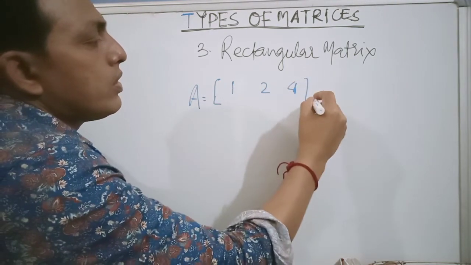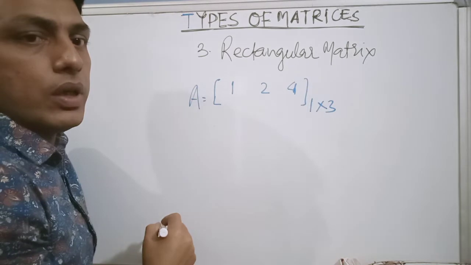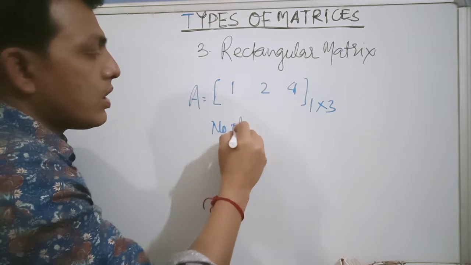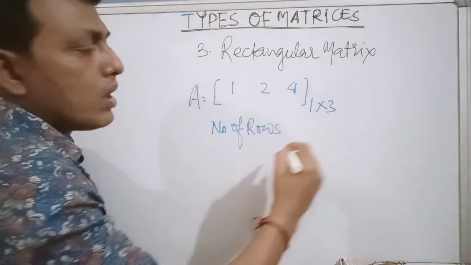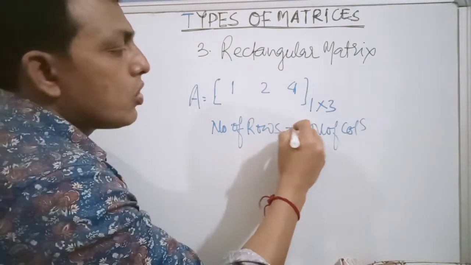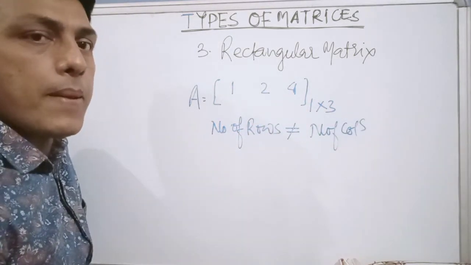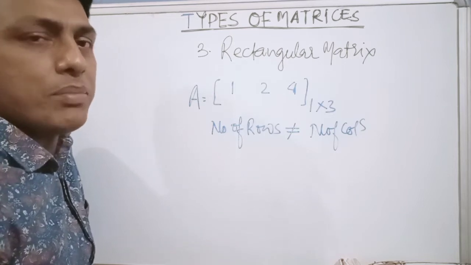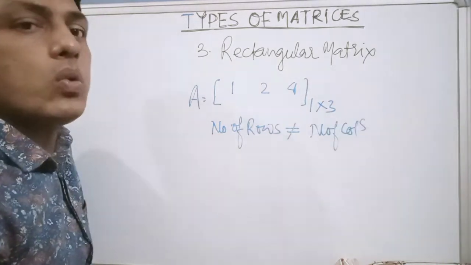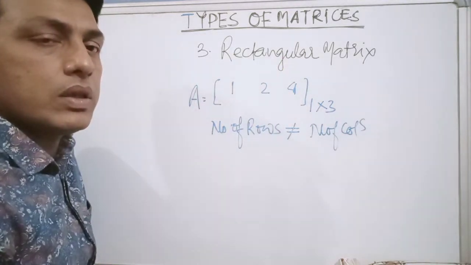How many rows are there? 1. How many columns are there? 3. So number of rows and number of columns are not equal. Means length is different, breadth is different. So that is called a rectangle in simple language. So when the number of rows and number of columns are not equal, it is called a rectangular matrix. Correct?